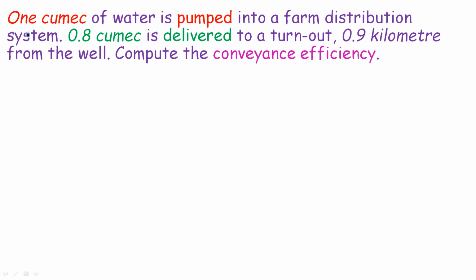Now the next question: 1 cubic of water is pumped into a farm distribution system. Now 0.8 cubic is delivered to a turnout 0.9 kilometer from the well. Compute the conveyance efficiency. So first of all, understand what this conveyance efficiency is.